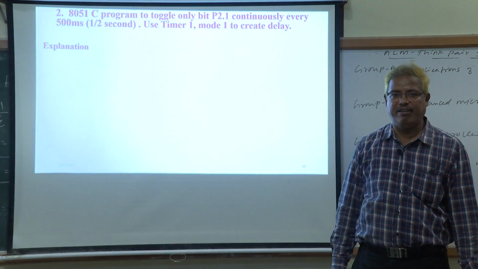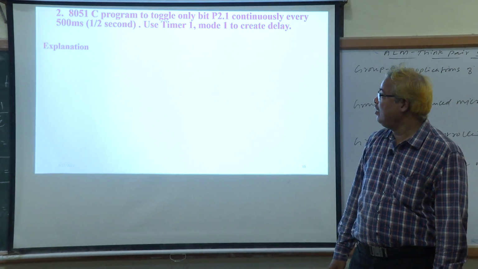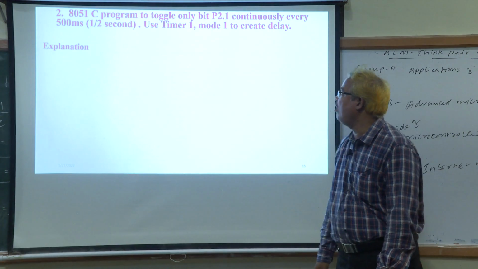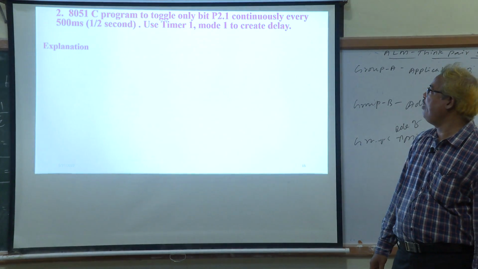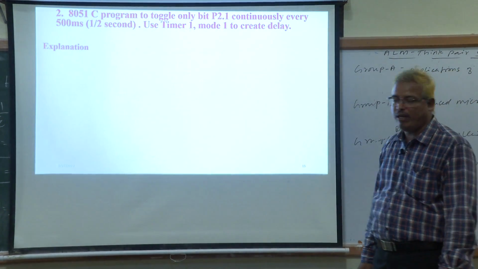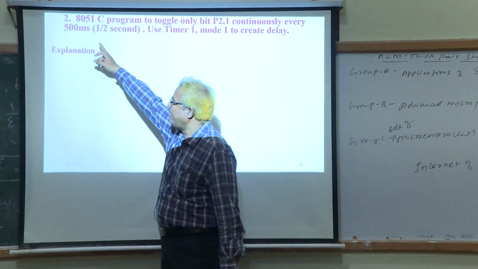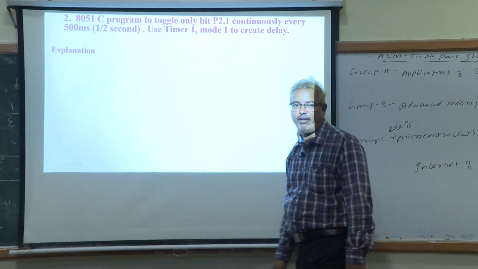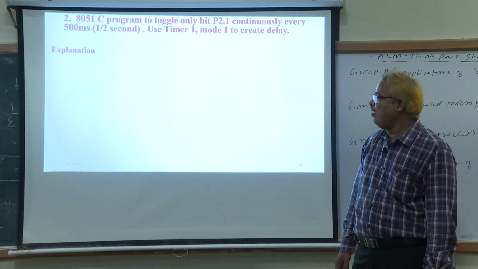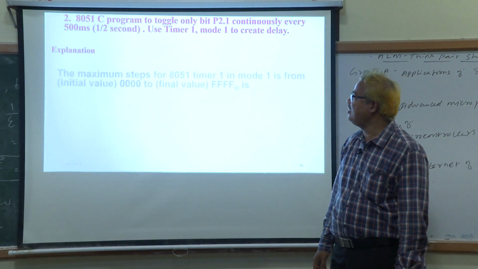That delay will be the exact delay for 8051. Then, an 8051 C program to toggle only bit port 2.1 continuously every 500 milliseconds. Now we need to create a 500 millisecond delay. Previously we created a 50 millisecond delay. So using the timer, we can create a 500 millisecond delay.